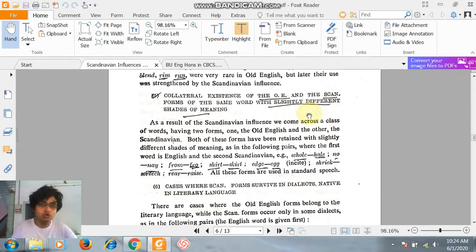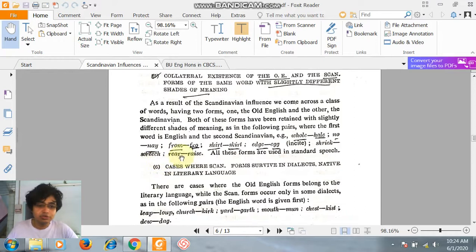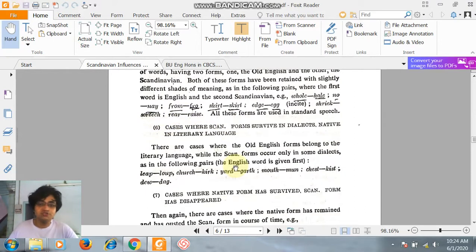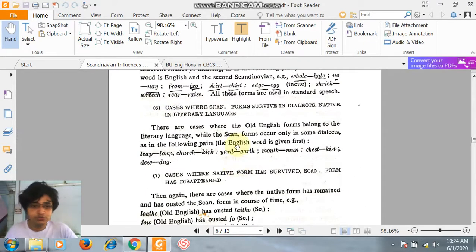Coexistence হচ্ছে দুটো vocabulary, দুটো শব্দ একই রকমের দেখতে, একই রকমের মানে, কিন্তু একটু আলাদা। For example, whole, hale, no, nay, from, fro, shirt, skirt, egg, shriek, screech, rear, raise. The first word is English, the second is Scandinavian. Now all these forms are used in standard speech.